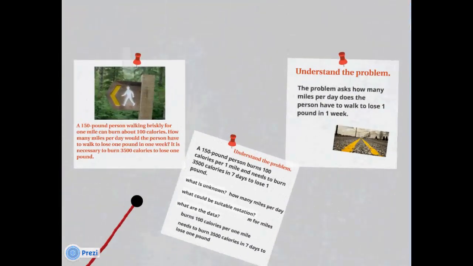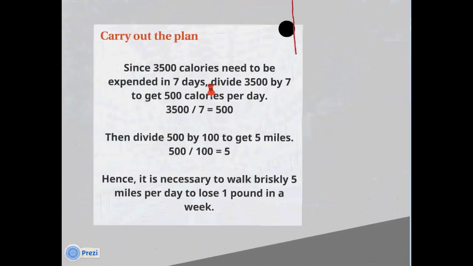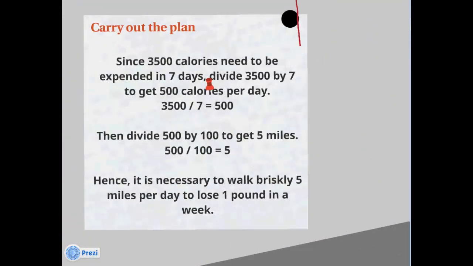Again, we're trying to find out how many miles per day the person has to walk to lose a pound in a week. And we've figured out our plan, and so now we're going to carry out that plan. Since we know that there's 3,500 calories that need to be expended in 7 days, we're going to divide 3,500 by 7, and that's going to tell us how many calories per day. So that's going to be 500 calories per day. Now we're going to take that and divide it by 100 to get 5 miles.